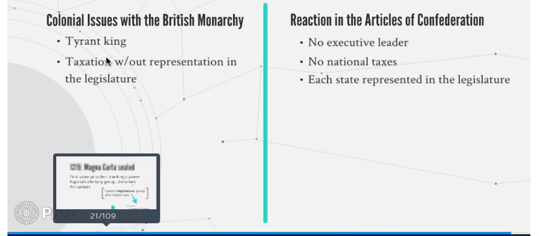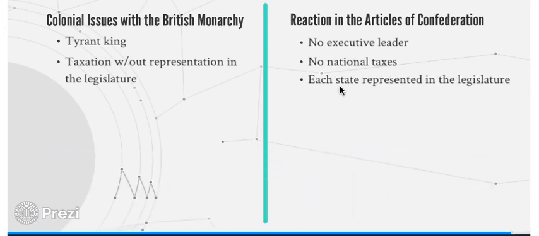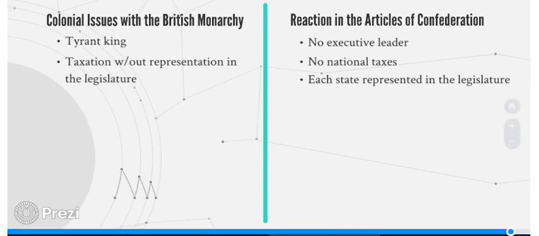Okay. This third bullet right here on the right-hand side, each state represented, matches with this second one. Okay, so if you were to number these, this Tyrant King would be 1, no executive leader would be 1, taxation without representation would be 2, and both of these bullets would be number 2. Okay, so each state gets represented in the legislature, including Georgia. Go Georgia. The prisoners are finally now free.